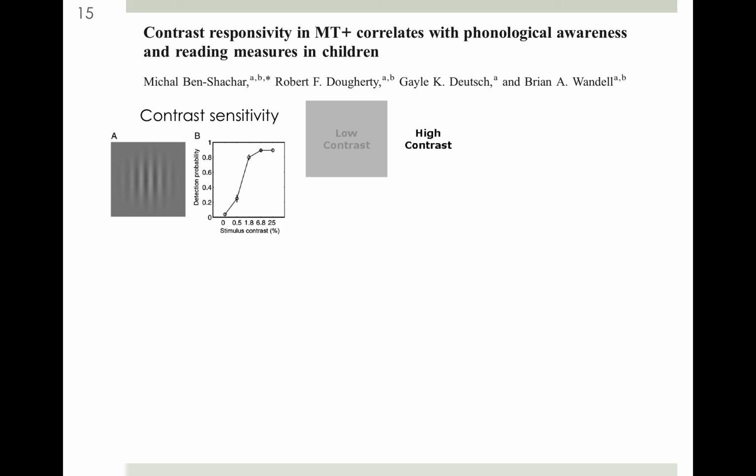And if your job is just to detect, right, whenever you see a grating, the higher your contrast is, the better you are at detecting these gratings. But everybody has a threshold, right? So there's a certain level of contrast required at which you start to reliably identify the gratings. So this is a very standard psychophysical task in vision.